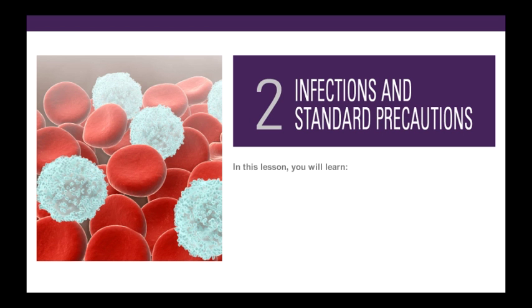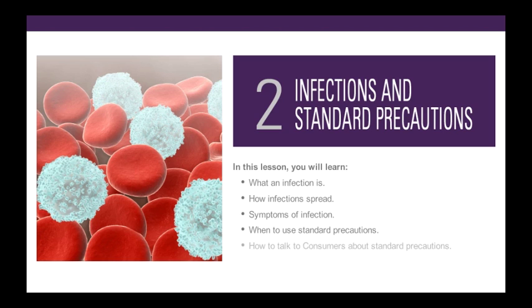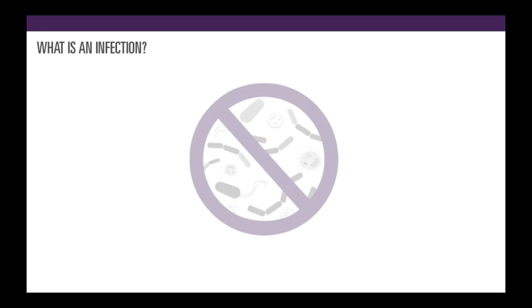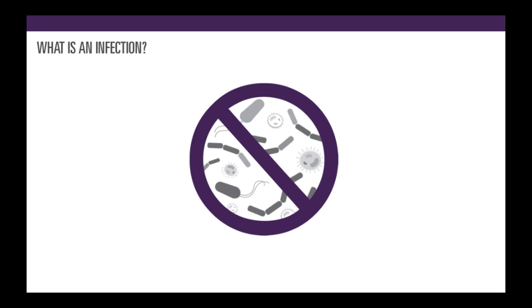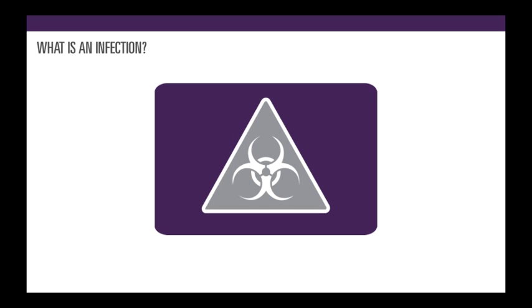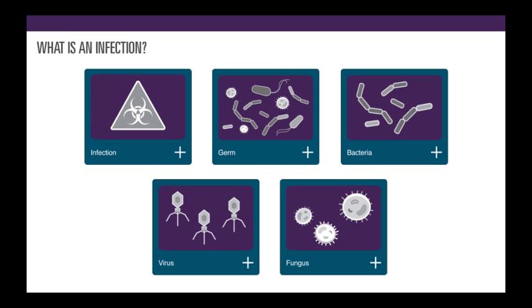In this lesson, you will learn about infections, how they spread, and their symptoms. You will learn what standard precautions are and when to use them. You'll also learn how to talk to consumers about standard precautions. Before you learn about how to prevent the spread of infection, you need to understand what an infection is. An infection is the growth of harmful germs in the body. Let's learn more about infections.